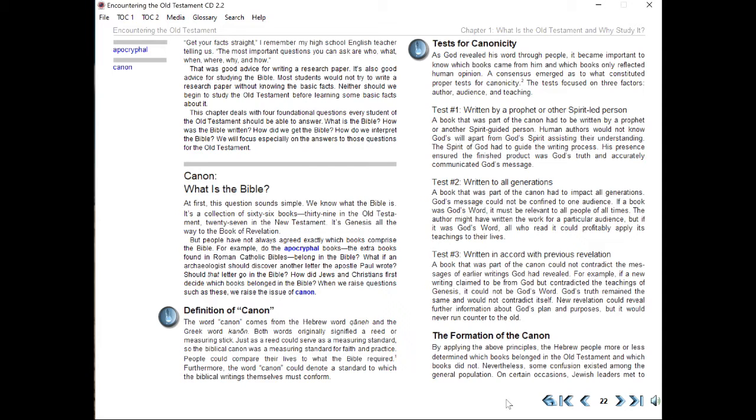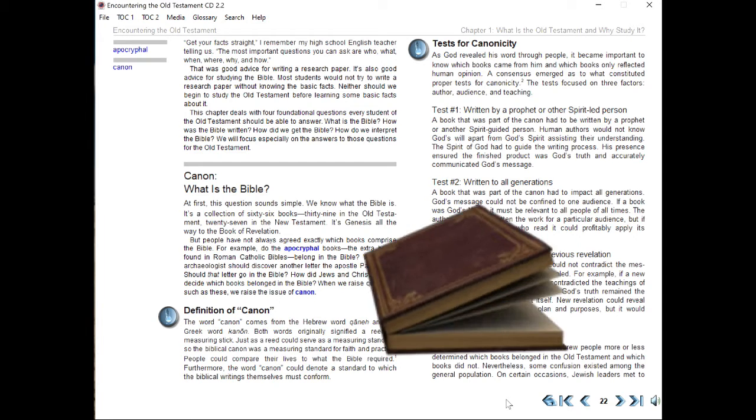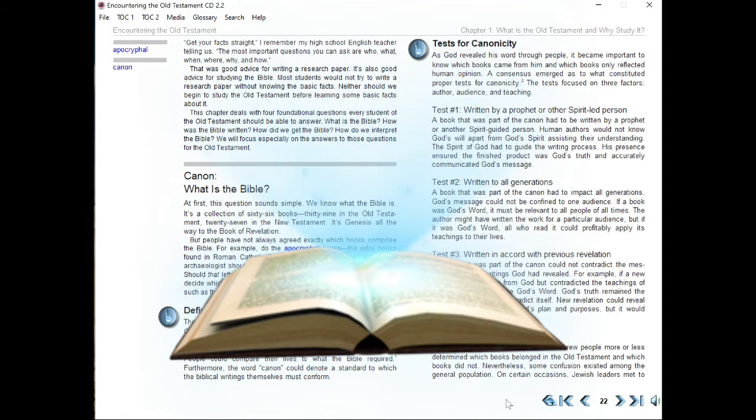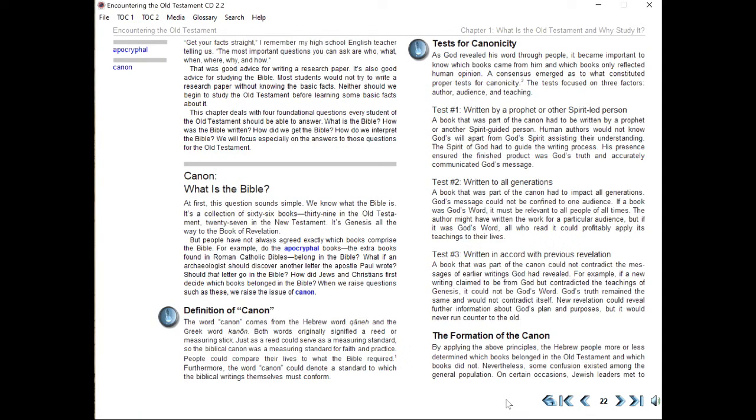For example, do the apocryphal books, the extra books found in Roman Catholic Bibles, belong in the Bible? What if an archaeologist should discover another letter the Apostle Paul wrote? Should that letter go in the Bible? How do Jews and Christians first decide which books belong in the Bible? When we raise questions such as this, we raise the issue of canon. So what is exactly a canon?